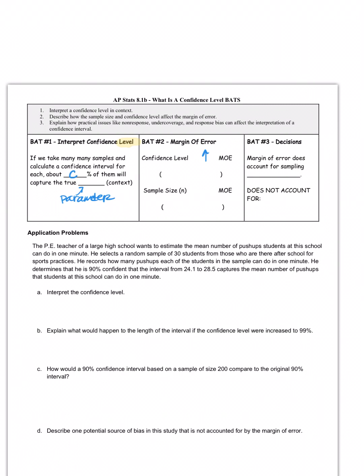Then we looked at that applet with the sliders, and we talked about margin of error. We said that if our confidence level goes up, our margin of error goes up because our target got bigger, which means the only thing changing there is margin of error. Now, in terms of our intervals, we would get a wider interval. If the sample size goes up, our margin of error goes down. So we would have a narrower interval.